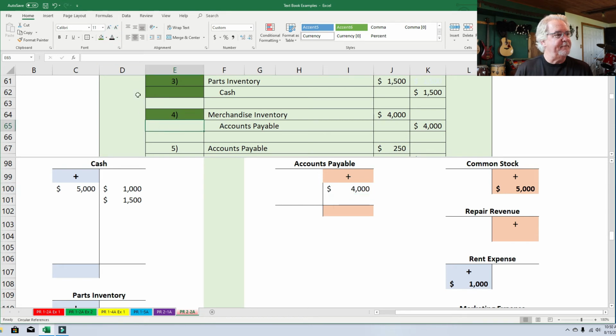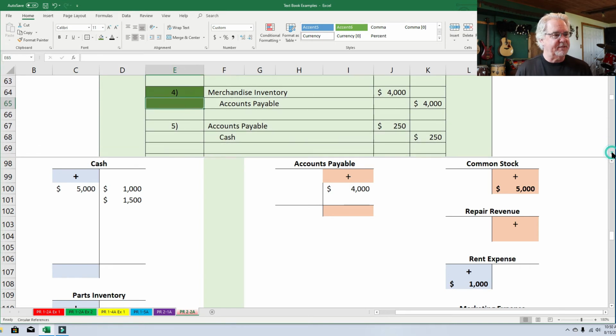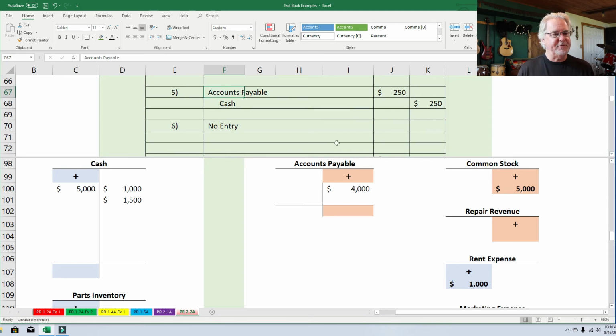Now, folks, by taking the time to highlight this, I know I posted it, I know I did it, and I won't get mixed up. Accounts payable is on the left for $250. So here we are for $250. And cash is on the right for $250. So here we go. Number 6, there's no entry. Oh, and I forgot to mark these. There we go. Mark them as done.